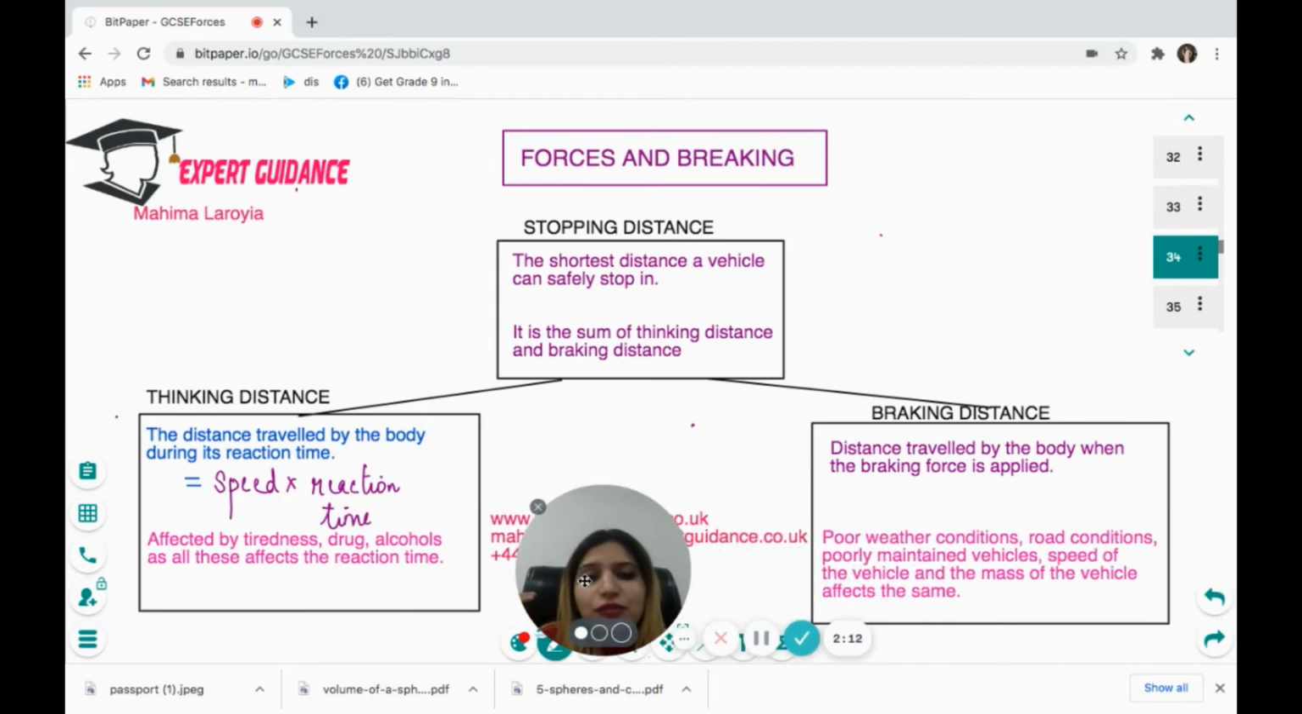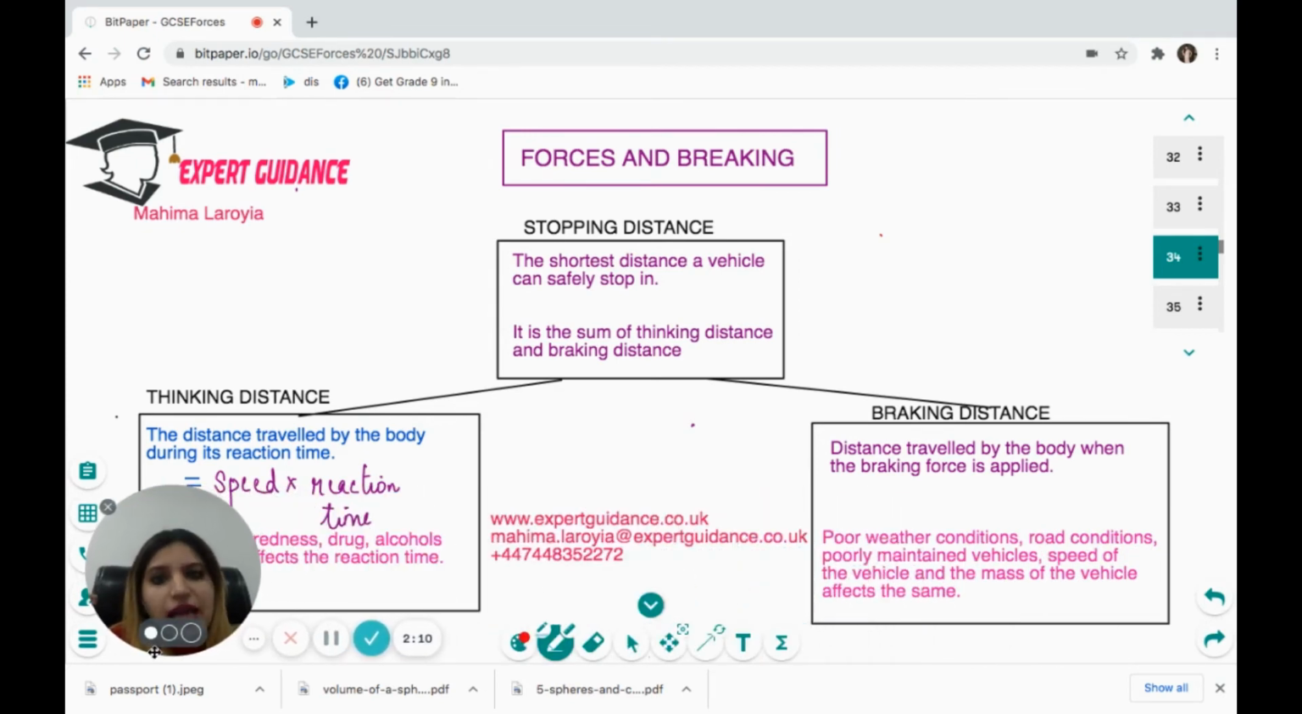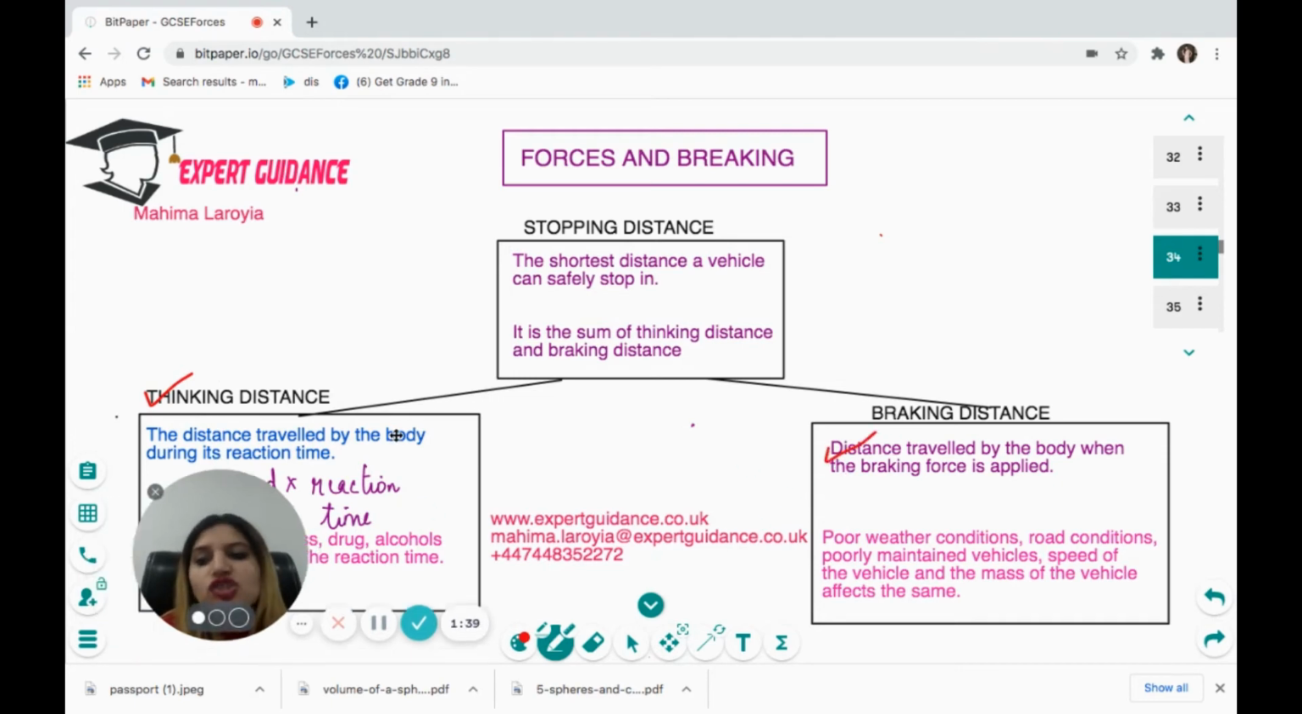Now let us look at forces and braking. Now what is forces and braking? When you're driving a car and you see some object coming in front of you, you first think what it is, then you apply the brake. As soon as you apply the brake, the distance your body has traveled after applying the brake is the braking distance, and the distance covered in the time you take to think and apply the brake is the thinking distance. Together, the thinking and the braking distance constitute the stopping distance.